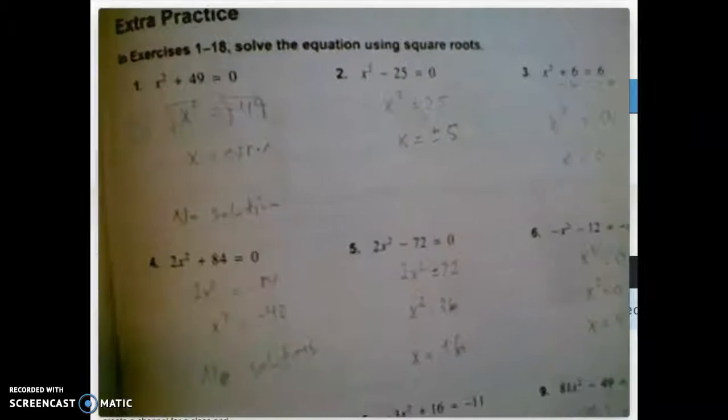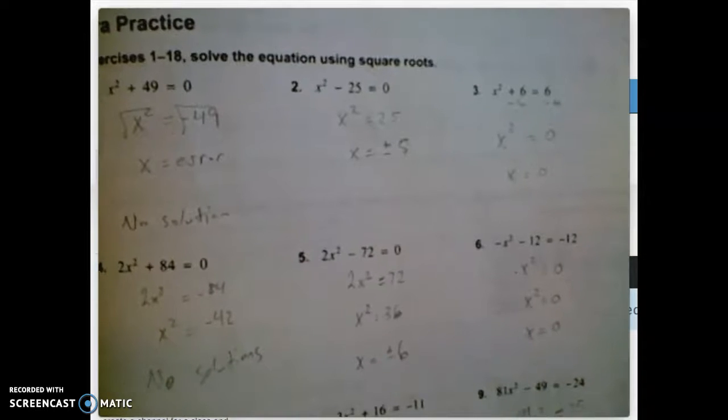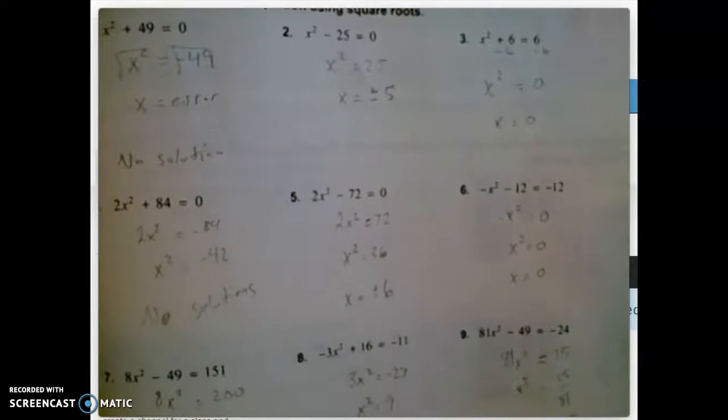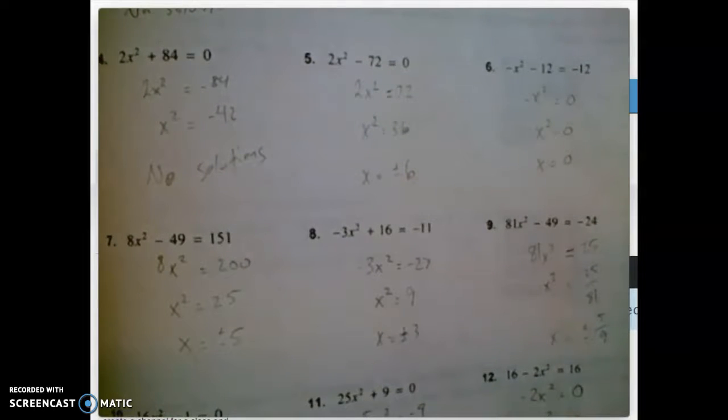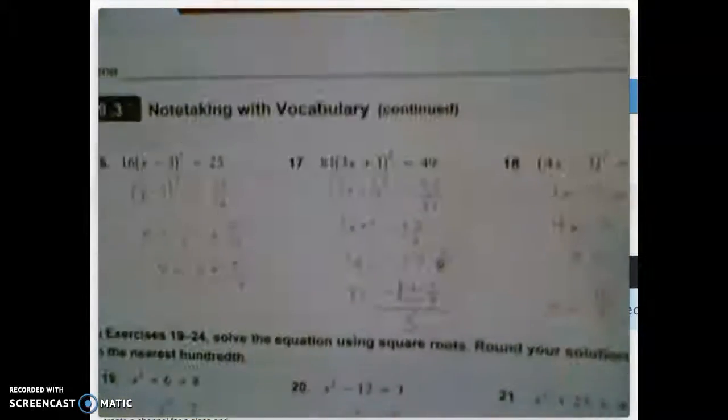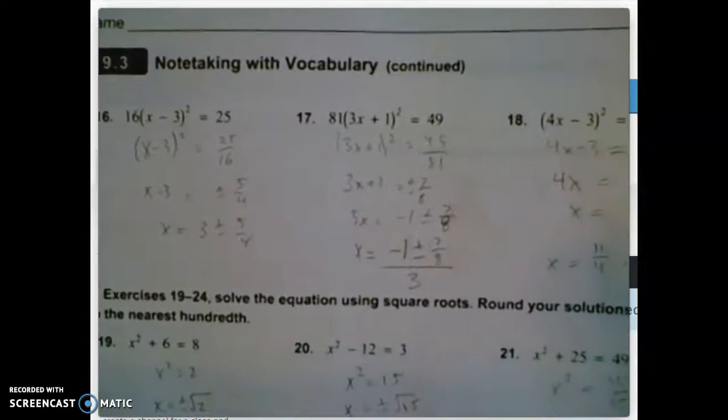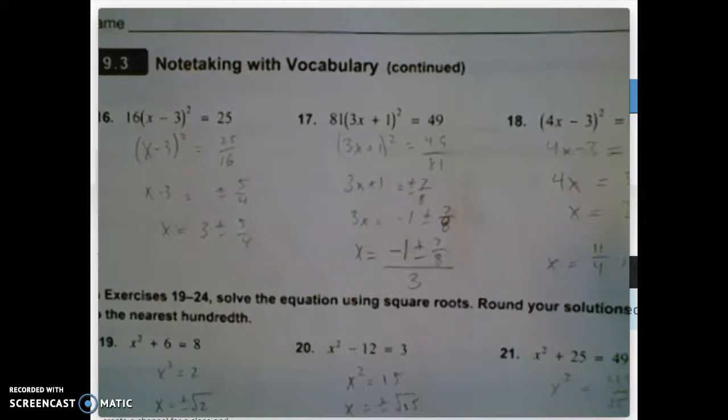Okay, so we're going to go through the rest of the answers real quick. And again, I know you only need to do odds, but I just want to show you the rest. So there's 4 through 9. You can pause this at any time if you want to take more time to look at any one. Here is 10 through 15. 16, 17, 18 are pretty challenging.